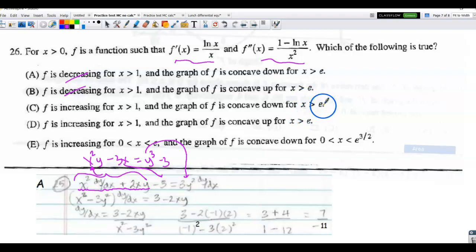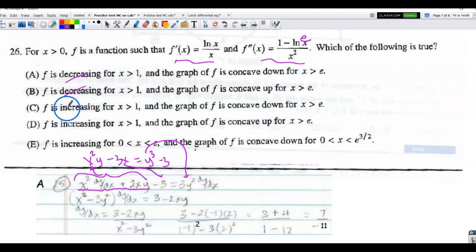So I'm going to substitute, if I come back up here, the ln of, if I put e in here, the ln of e is 1. So 1 minus 1 is 0. So if x is greater than e, the ln of, okay, I lost my place. The ln of a number greater than e is greater than 1. So that would be 1 minus a number greater than 1. That's negative, so we're talking concave down.